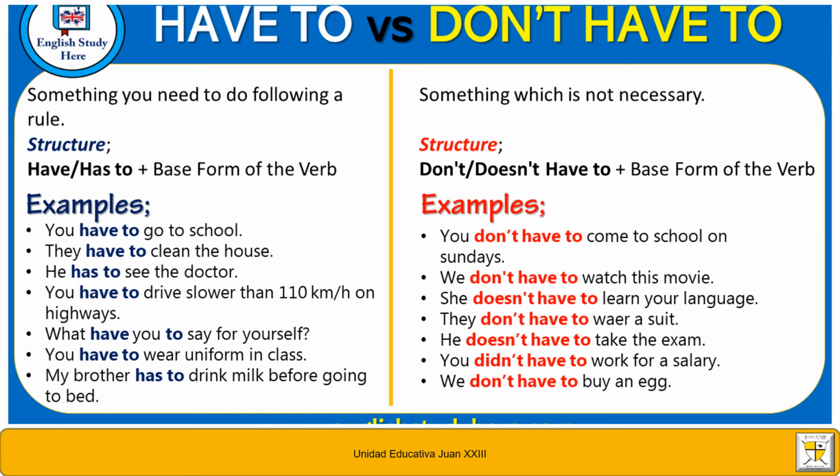We use don't have to when something is not necessary. Structure: don't or doesn't have to plus the base form of the verb. Examples: you don't have to come to school on Sundays. We don't have to watch this movie. She doesn't have to learn your language. They don't have to wear a suit. He doesn't have to take the exam. You didn't have to work for a salary. And we don't have to buy an egg.